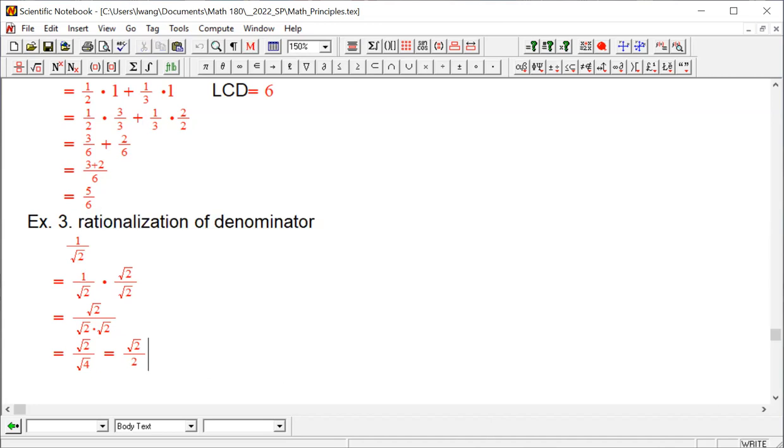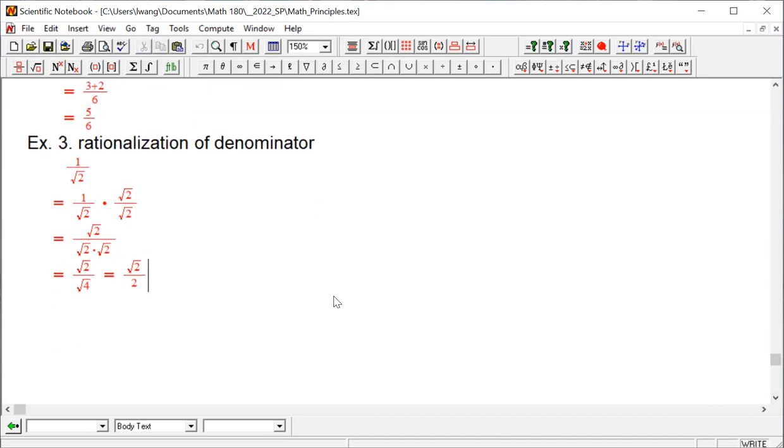For example, rationalization of the numerator. Suppose I have root 2 over 3. I want to rationalize the numerator. What would I do?